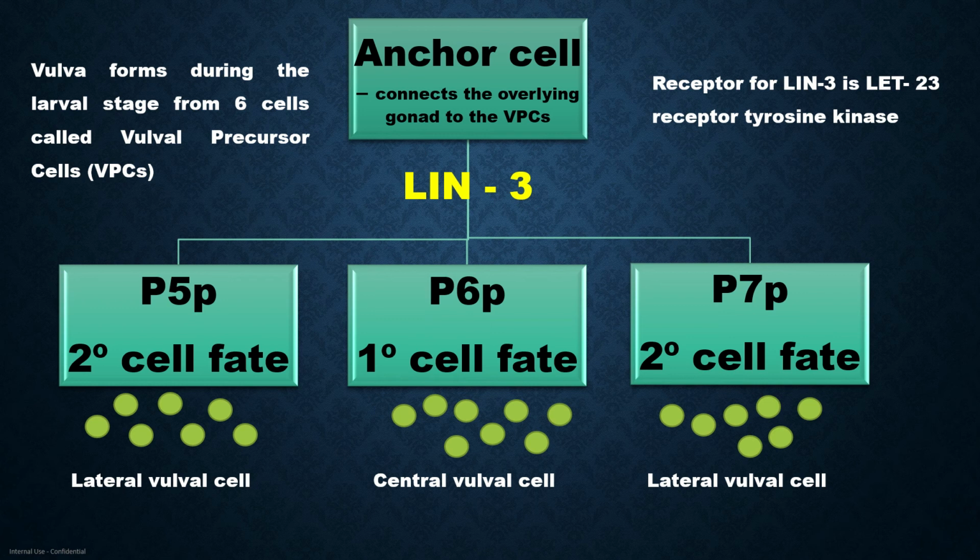P5.p and P7.p are a little farther away from the anchor cell and will receive the signal, obviously, but it will be lesser in concentration. Therefore, they will adopt secondary cell fate and will form lateral vulval cells. So Lin3 is the protein and it needs a receptor in these vulval precursor cells. What is the receptor? The receptor for Lin3 is Let23. Okay.